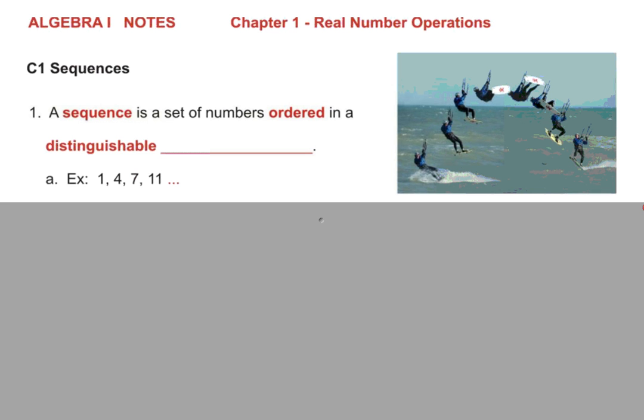All right, well, what is a sequence? It's basically a set of numbers ordered in a distinguishable, what do you think? What word goes in the blank? Distinguishable pattern. Sequences, set of numbers ordered in a distinguishable pattern. Now, order, meaning the order matters. You just can't stick them in any order you want. They got to go in order. And so I have an example here of a sequence, 1, 4, 7, 11.